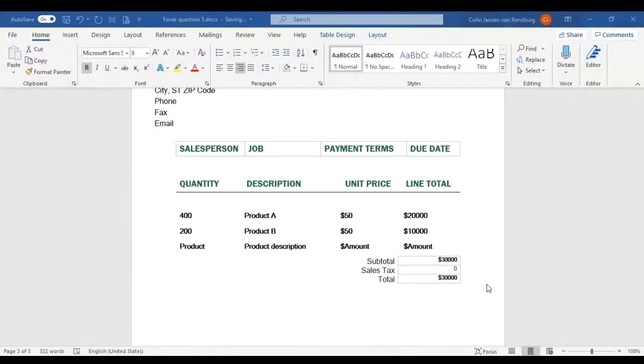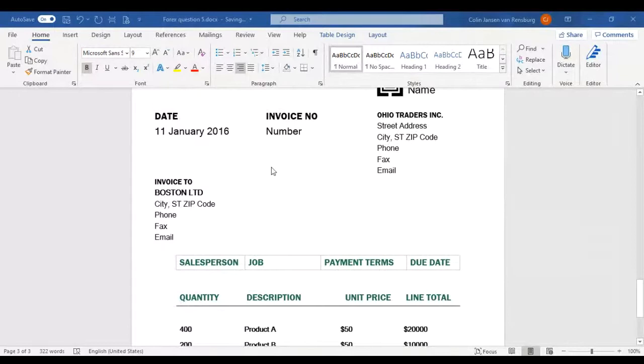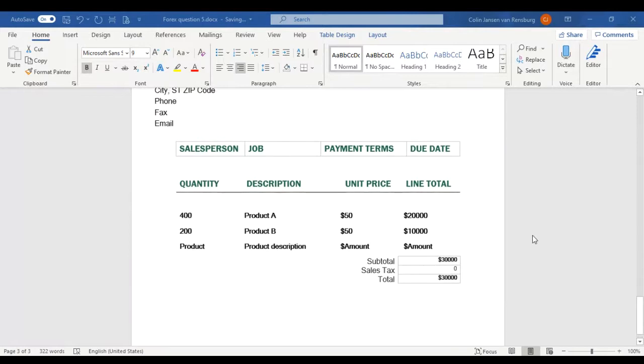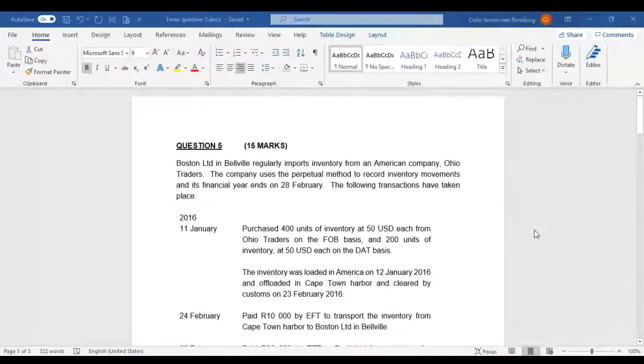Okay, so we've got an invoice price. That is the invoice that is going to be sent by the supplier Ohio Traders to us. That invoice is not going to change. That is the invoice for the total transactions. But now, ladies and gents, we've got to determine when we take upon ourselves the risks and responsibilities of ownership.